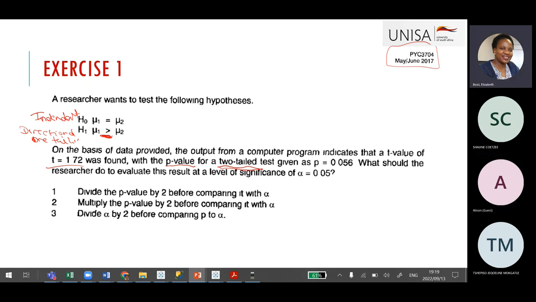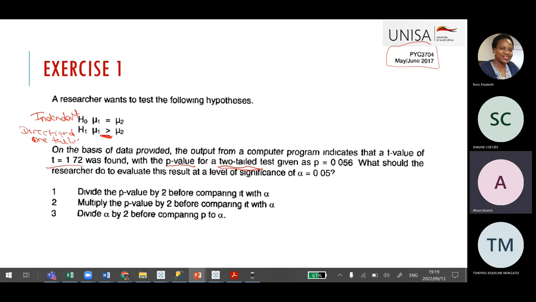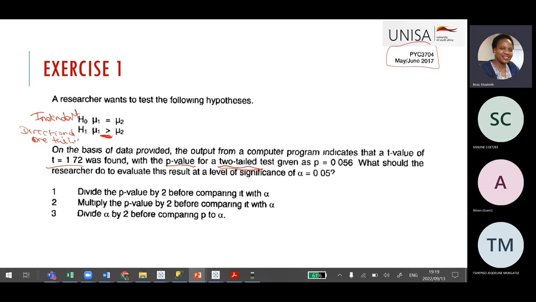So what do we do? It will be number one. We need to divide the p-value first. So we're going to divide the p-value of 0.056 by 2 before you can compare it. That's all. See? Let's go to the next question.